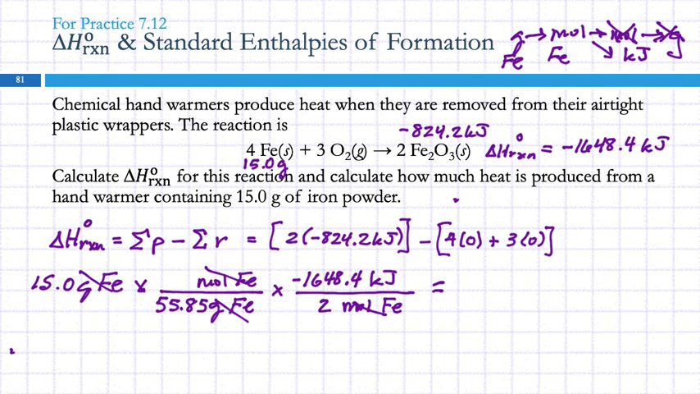So 15 divided by 55.85 times negative 1648.4 divided by 2, I often forget to do that. Negative 221.36 kilojoules, and it looks like 3 sig figs. Negative 221 kilojoules.